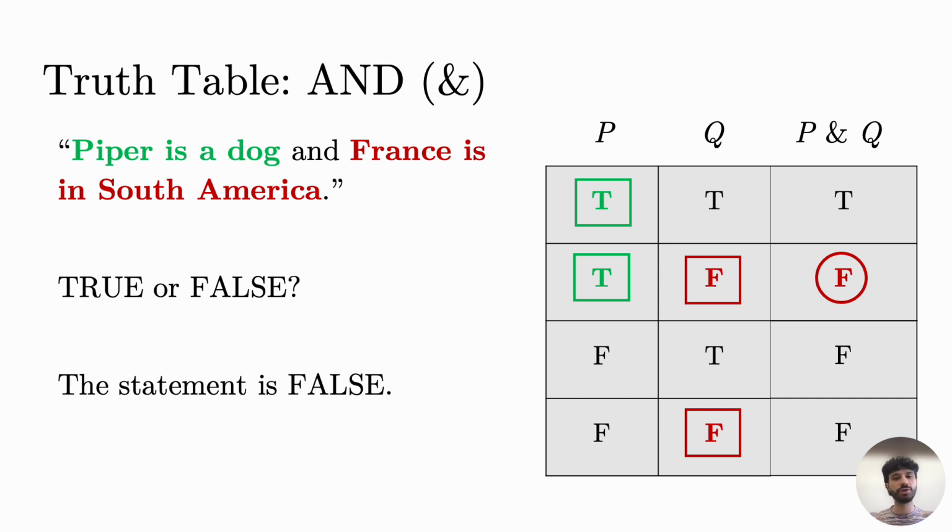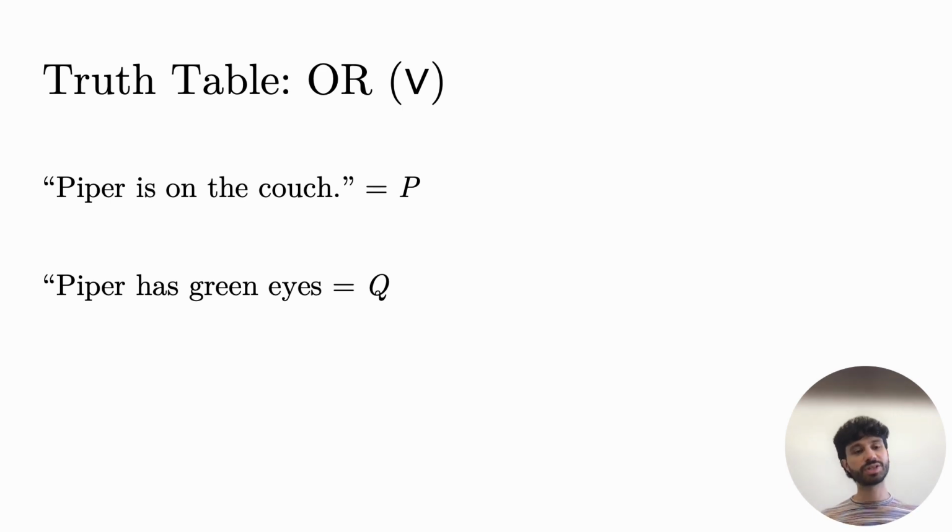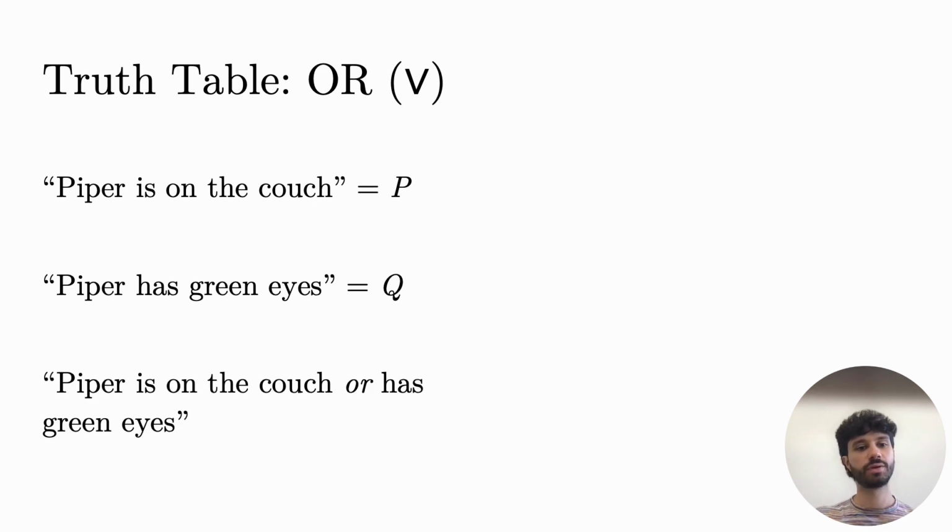Okay, let's move on to the OR operator. We'll still use the examples of the simple statements P and Q, right? Piper has green eyes is going to be Q, Piper is on the couch is P. And let's combine these two with the statement Piper is on the couch or Piper has green eyes. And how we symbolize this is with this little V shape, which is P or Q.